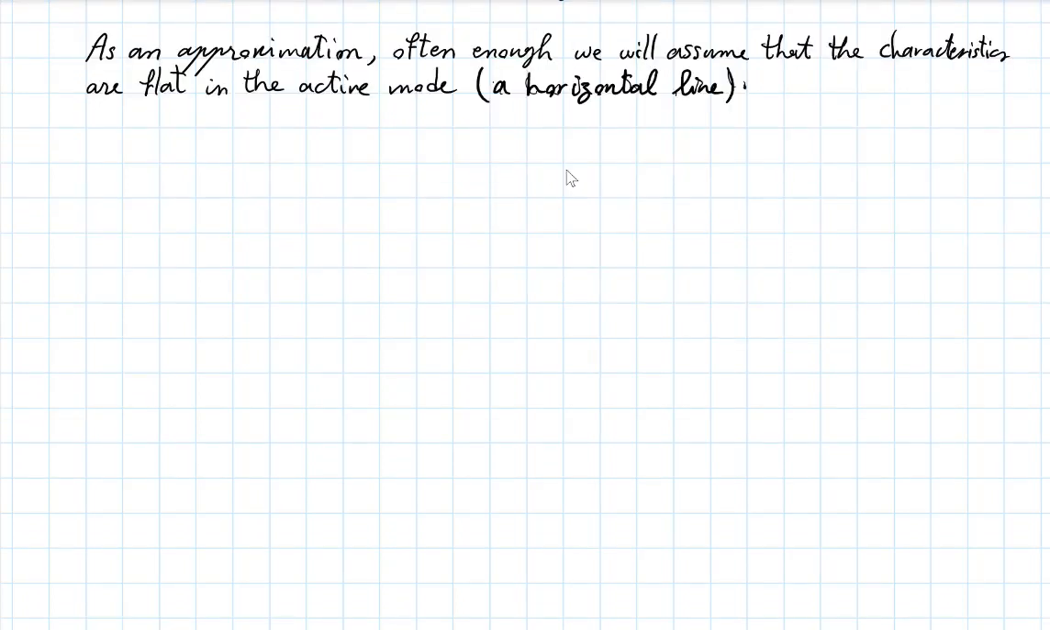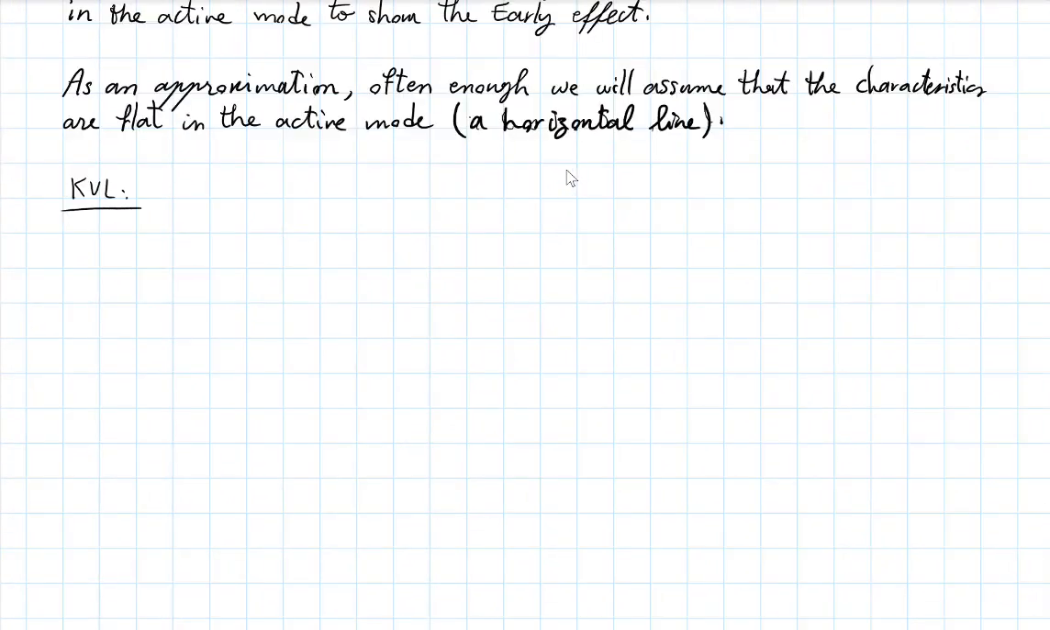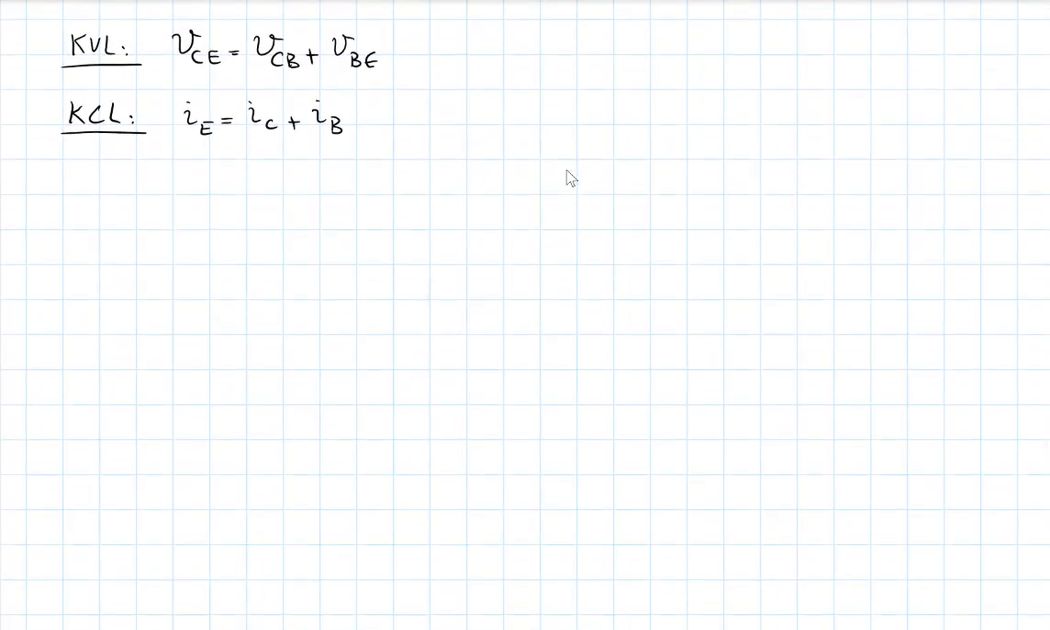Let's remember the KVL and KCL also. So KVL is simply telling us that VCE is VCB plus VBE, and KCL is telling us that IE is IC plus IB. Okay. We also saw that we defined a couple of parameters, IC as being beta times IB and IC being alpha times IE.